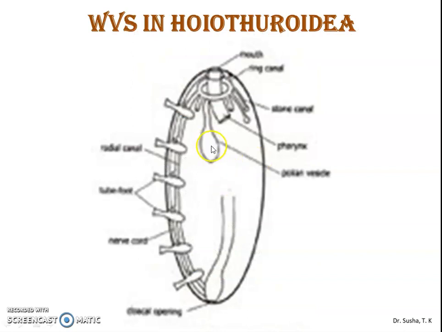Only one Polian vesicle is seen in holothurians, but it may vary in different species. Tiedemann bodies are absent.